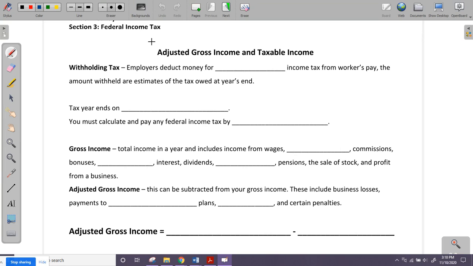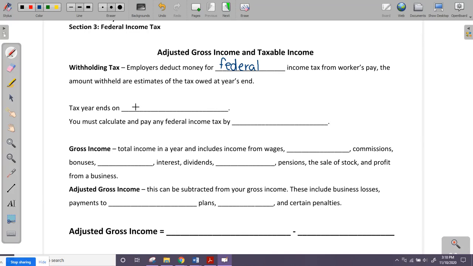So withholding tax: employers deduct money for federal income tax from a worker's pay. The amount withheld is an estimate of the tax owed at the end of the year. It's not the actual amount, but the estimated amount. So at the end of the year, you could owe more in taxes, or you could have paid too much, so you would get more money back.